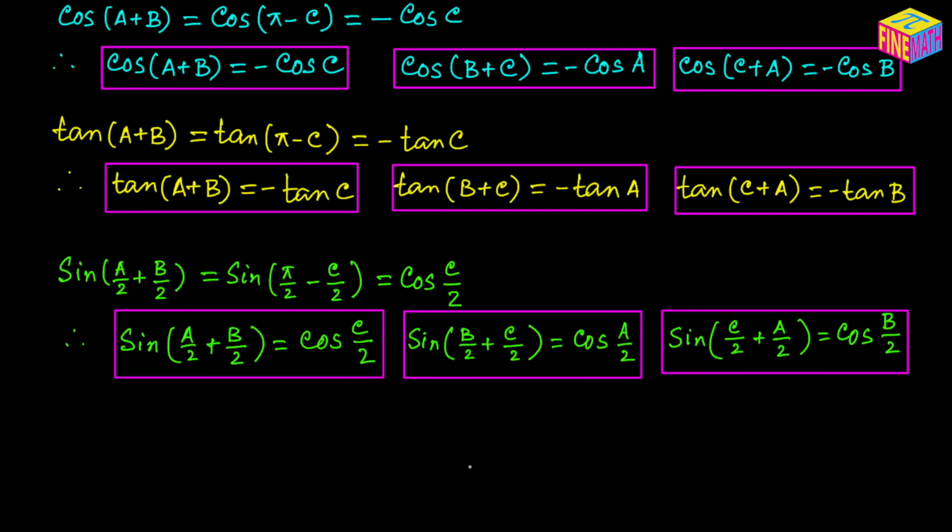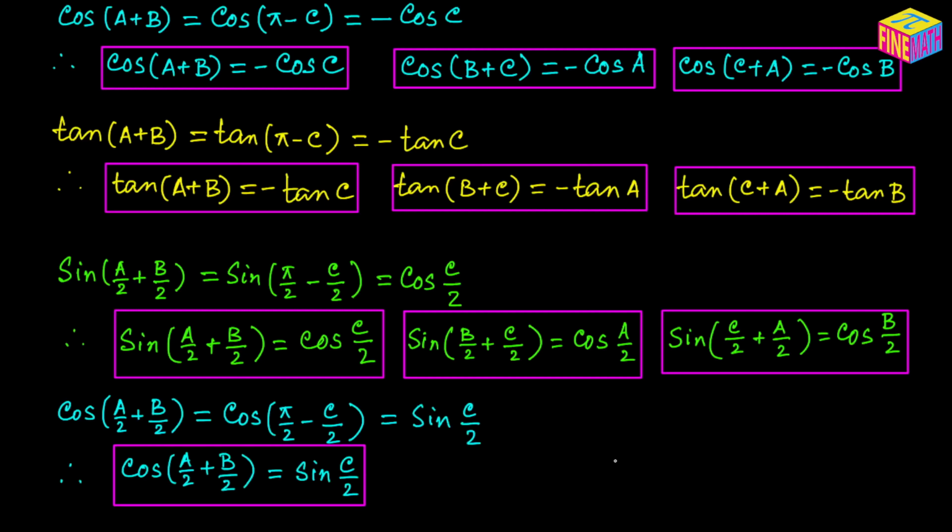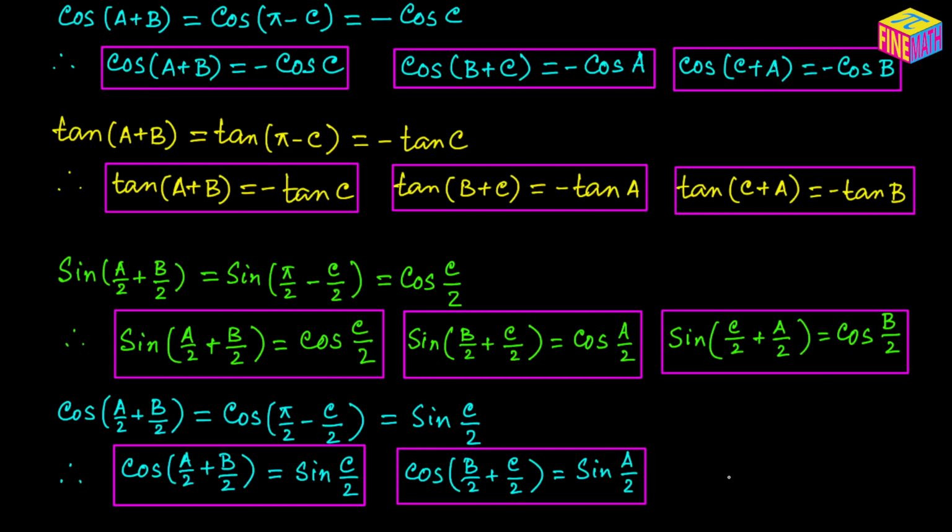Similarly, let's try to find out the value of cosine of (A over 2 plus B over 2). This can be written as cosine of (pi over 2 minus C over 2), and that is equal to sine of C over 2. That will be the complementary ratio of cosine, so that will be sine of C over 2. Therefore, we can say that cosine of (A over 2 plus B over 2) is equal to sine of C over 2. And similarly, we can prove that cosine of (B over 2 plus C over 2) will be equal to sine of A over 2. And similarly, we can also prove that cosine of (C over 2 plus A over 2) will be equal to sine of B over 2.